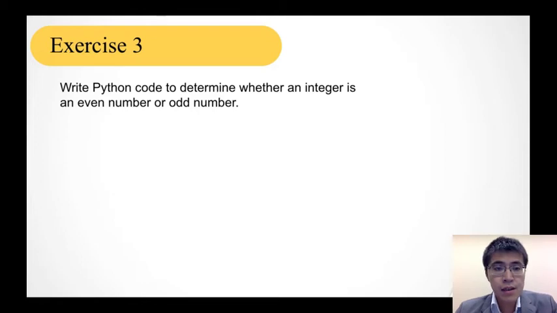Great. I guess the second exercise is very challenging. Let's practice again with another exercise. In exercise 3, please write a small piece of Python code to determine whether an integer is an even number or odd number. So please pause this video and write your code in PyCharm and continue when you finish.